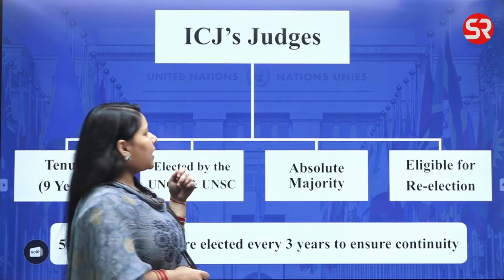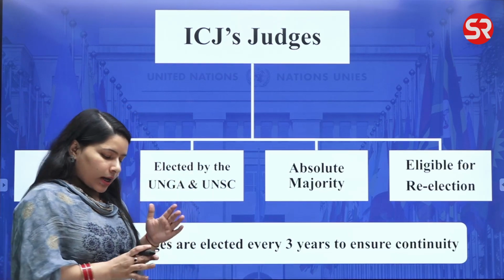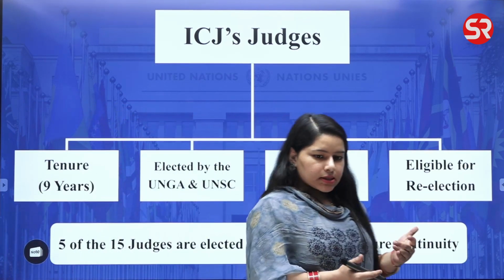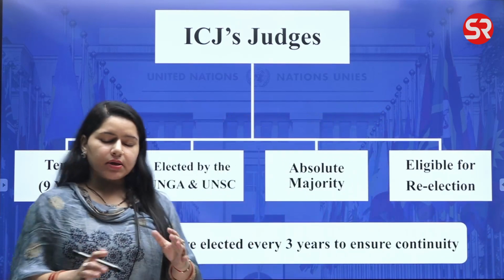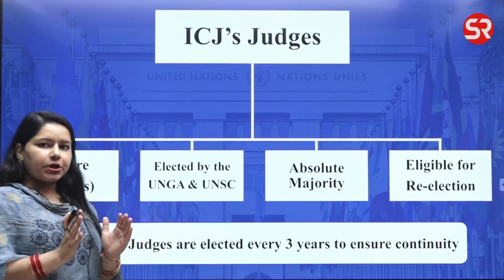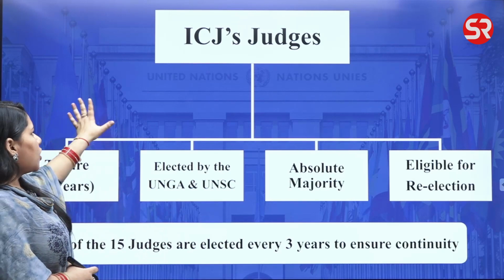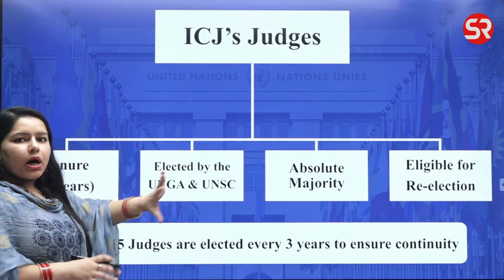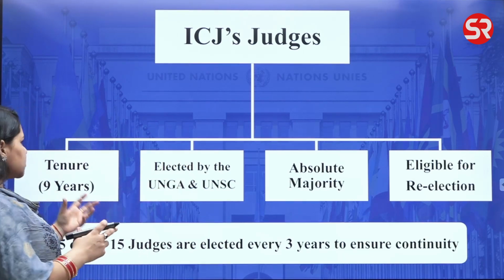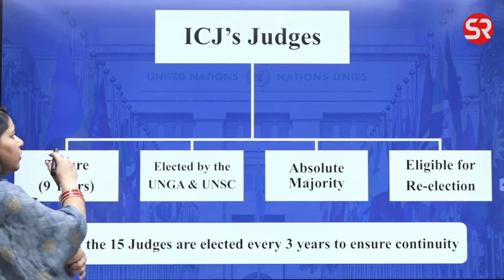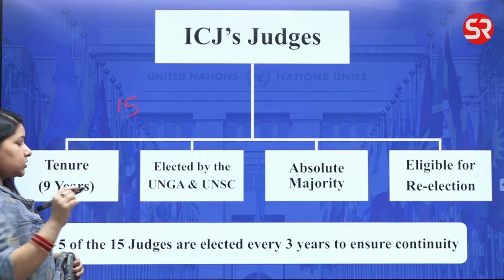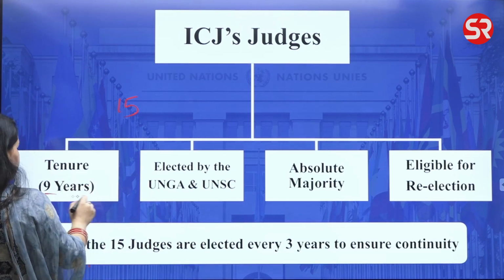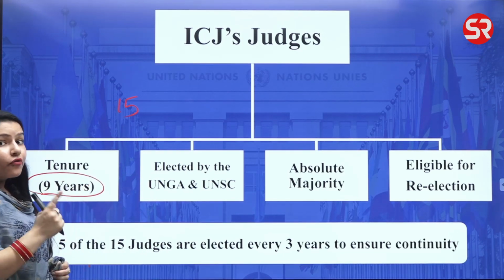Now coming to the ICJ judges. We know there are 15 judges in the ICJ. Their distribution is made regionally. Particular seats are reserved for a particular region. But now we will cover the basic facts, how they are elected, and what are their powers, functions, etc. So first of all, 15 judges in the ICJ, International Court of Justice, and tenure of 9 years. Each judge will have a tenure of 9 years.